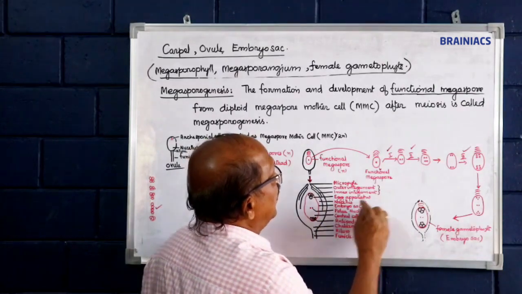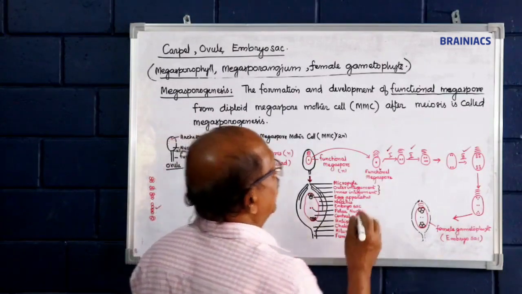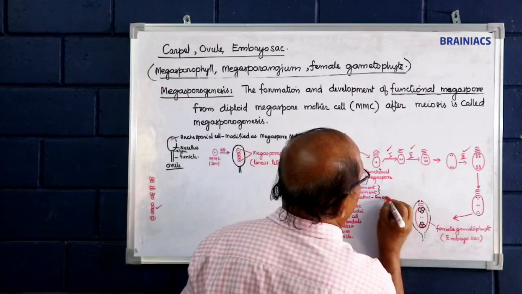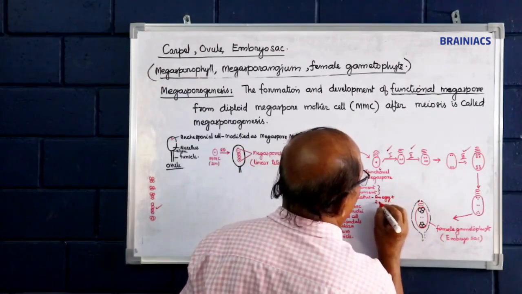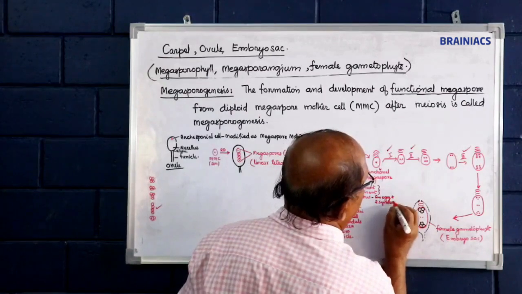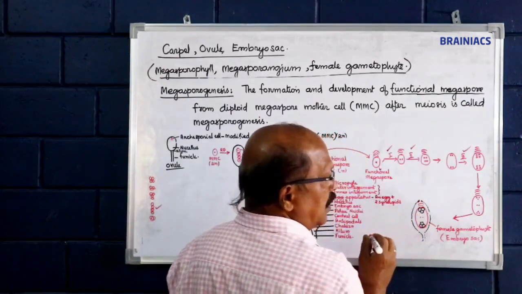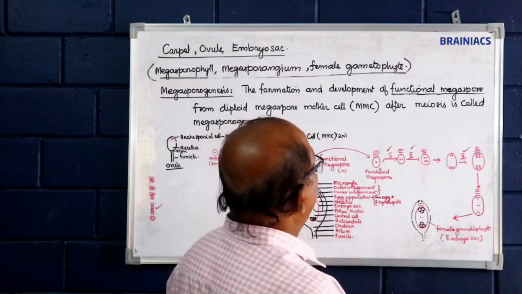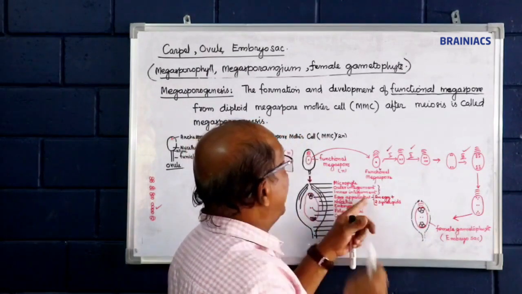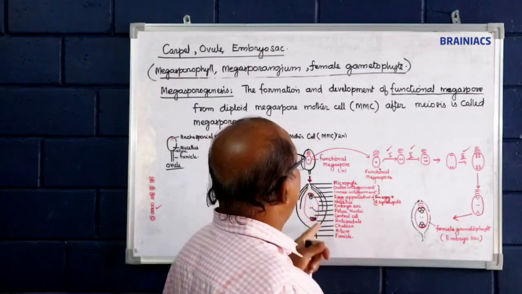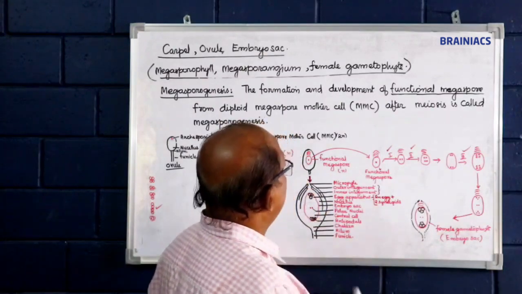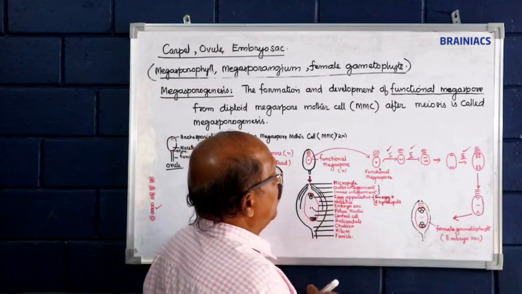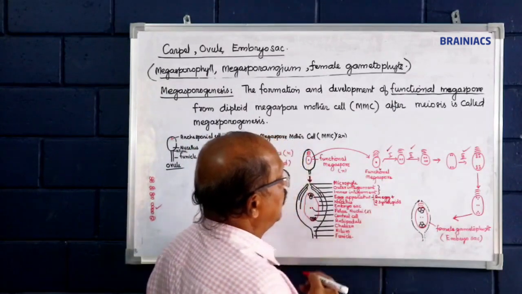Within that, there are three cells that constitute the egg apparatus: an egg plus two synergids, giving the egg apparatus. Nucellus, the tissue of the ovule. This is the embryo sac. Centrally, you can see two polar nuclei, two in number.